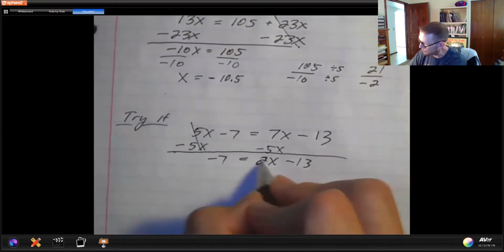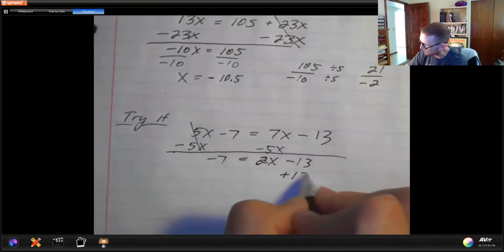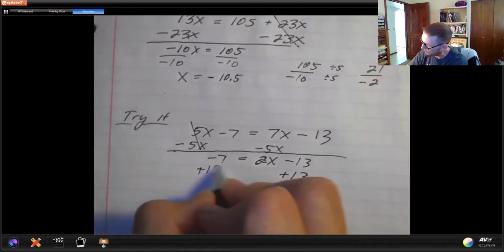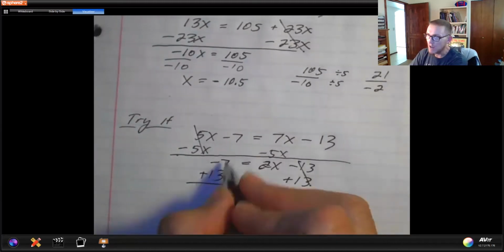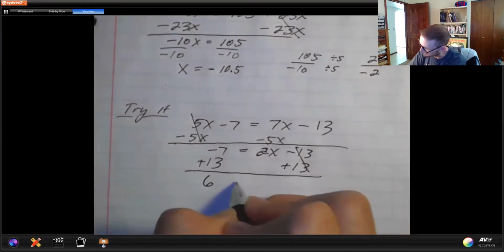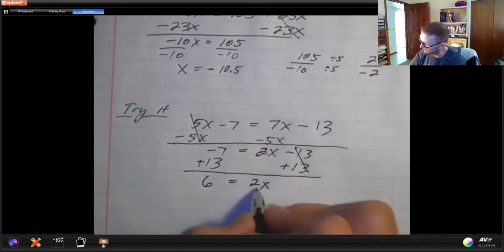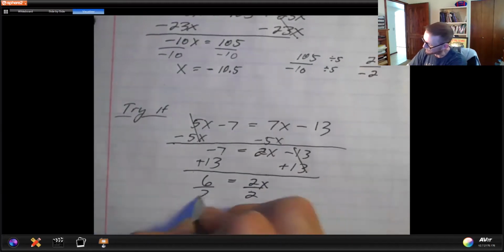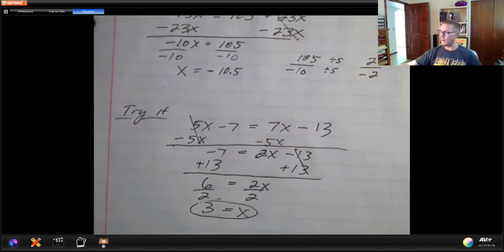This is now a two-step equation. So to get the 2x alone, I'm going to start by adding 13 because I want to undo the minus 13. A negative 7 and a positive 13 is going to give me 6. Bring down the equals and bring down the 2x. Divide by 2 on both sides, and I'm going to get x equals 3 for my answer.